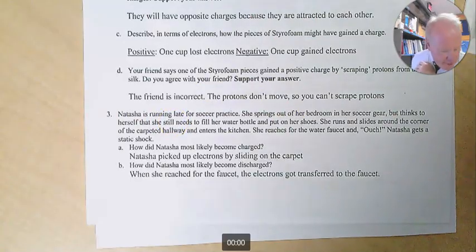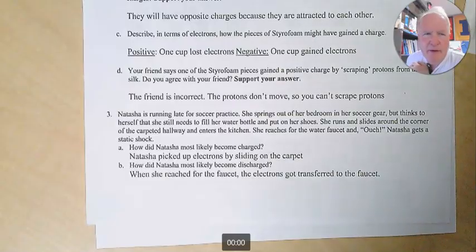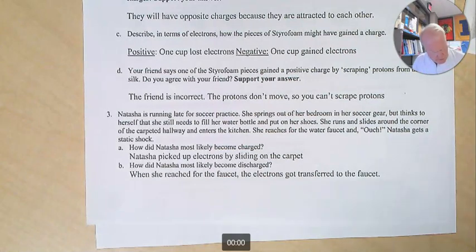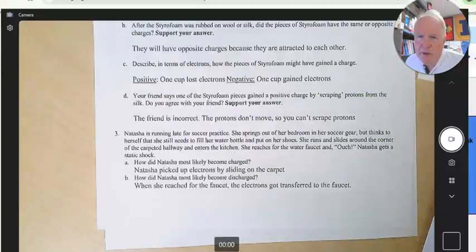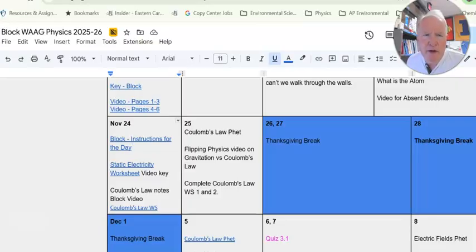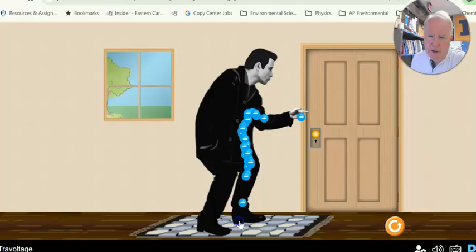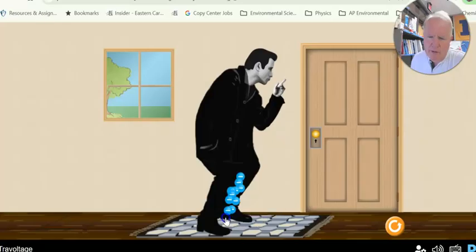All right, so the next question talks about Natasha, and the idea here is, how is she going to become charged? We saw this in the demo yesterday, but I can show it to you guys again. If somebody walks across the carpet and they scrape their foot, a carpet, just like wool, is going to want to give out electrons. So if you walk across a carpet, eventually these electrons are going to start building up on your body, and you're going to become negatively charged.